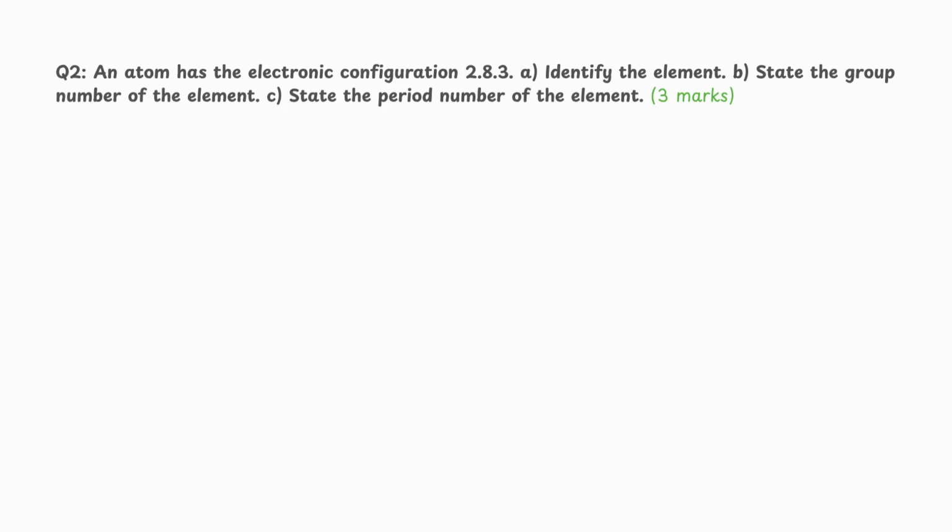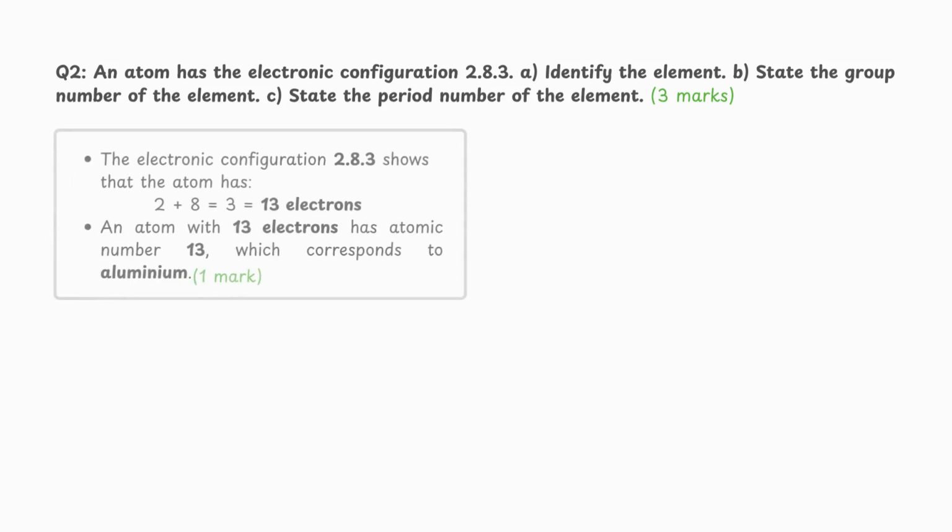Let's take a look at question 2. An atom has the electronic configuration 2.8.3. Part A asks us to identify the element. First, we work out the total number of electrons. 2 plus 8 plus 3 equals 13 electrons. An atom with 13 electrons has atomic number 13. Atomic number 13 corresponds to aluminium, so the answer to part A is aluminium.